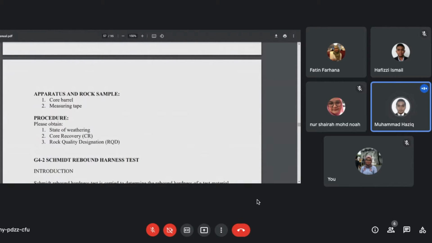My name is Muhammad Haziq. So I will explain about the apparatus and rock sample for this testing. First, we need a core barrel. Second, we need a measuring tape. And then the procedure for the test is: one, state of the weathering; two, core recovery; and three, rock quality designation, RQD. So I will pass to my team member to explain further.